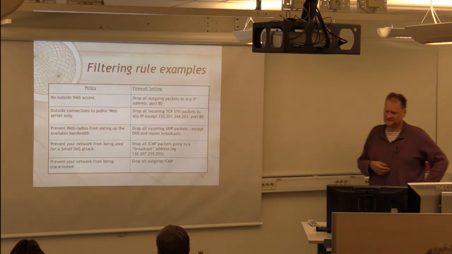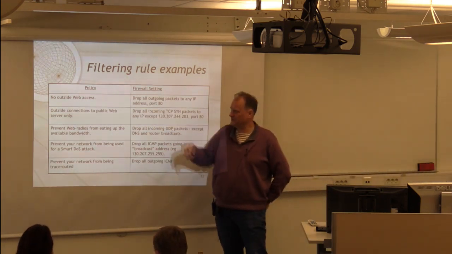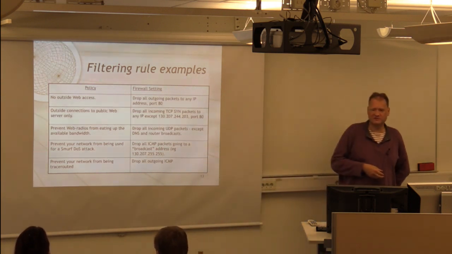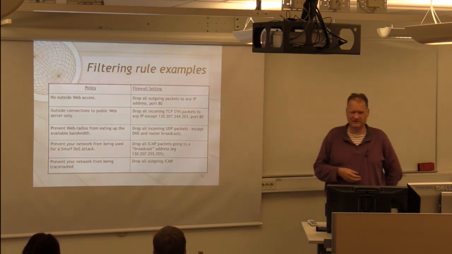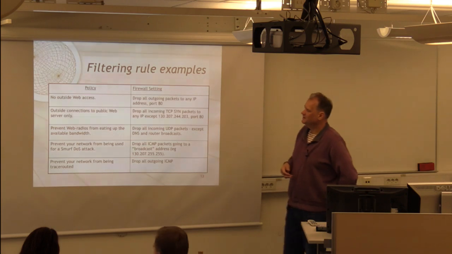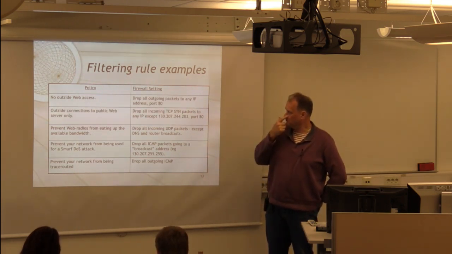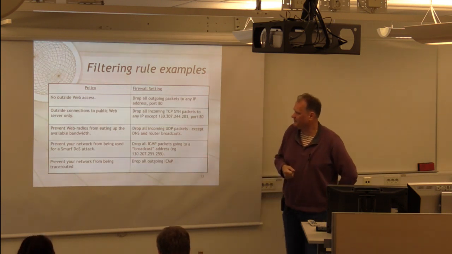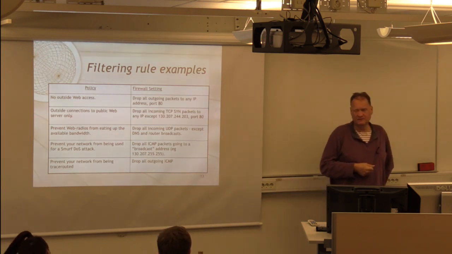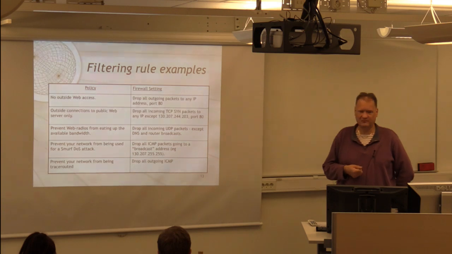So, examples. Well, we could have, say, a policy that we shouldn't have outside web access, because then staff is just looking at newspaper sites or looking at Yahoo videos or YouTube videos. So then the firewall setting could be drop all outgoing packets to any IP address on port 80. How well would that work if we implemented it that way?